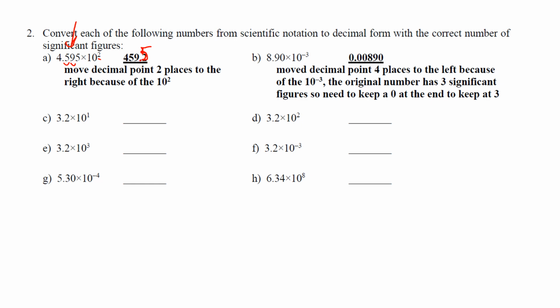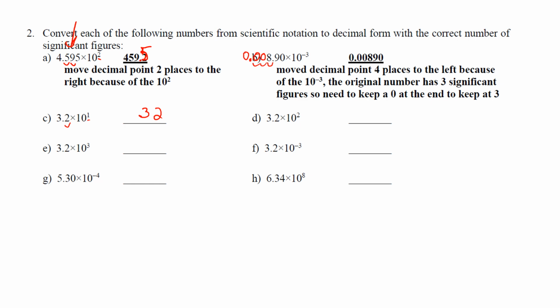Here, 8.90 times 10 to the negative 3. I would move it 1, 2, 3 spots. So I'd put a 0 here, 0 here. So I'd get 0.00890. I have 3.2 times 10 to the 1. This is bigger. This is positive, so I move this to the right. So that would be 32.